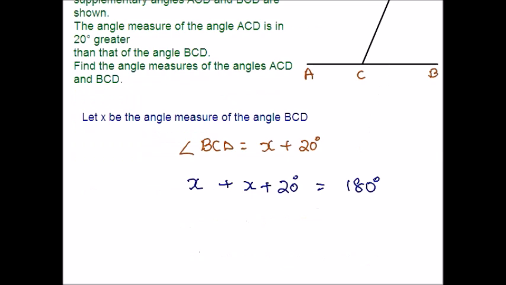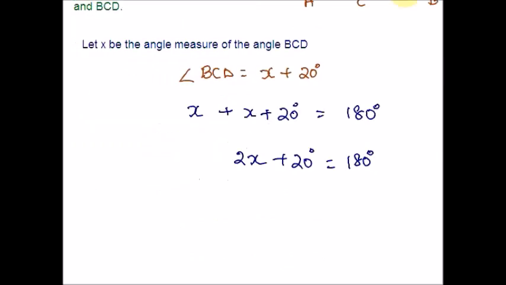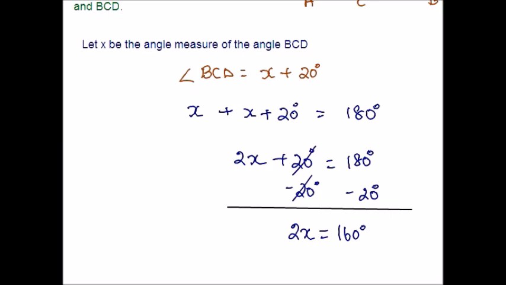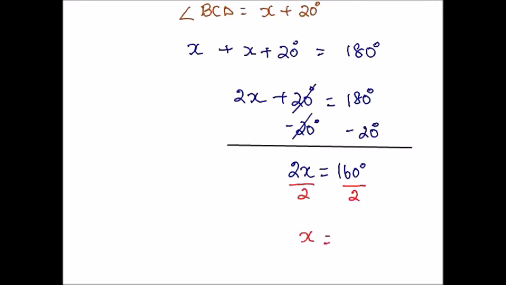Now let's solve for x. Combining the like terms, x plus x gives you 2x. Let us shift 20 to the other side by subtracting 20 degrees from both the sides. Dividing both the sides by 2 will get the x value. 160 divided by 2 will give you 80. Thus we get that the angle measure of the angle BCD is 80 degrees.